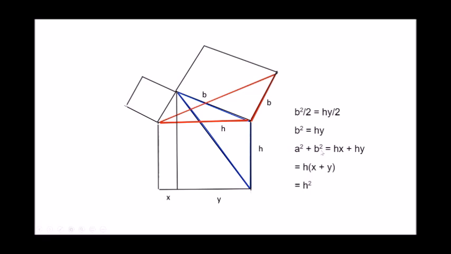So a squared plus b squared equals hx plus hy, the sum of those rectangles, which is the same as h times x plus y. And that, of course, is h squared. So we have actually proved that that area plus that area equals that area, which is Pythagoras' theorem. Now, the next proof is slightly easier, I think.